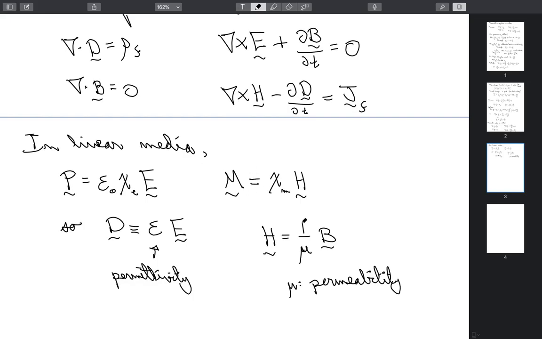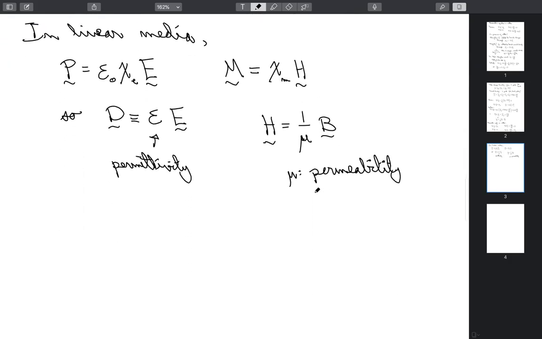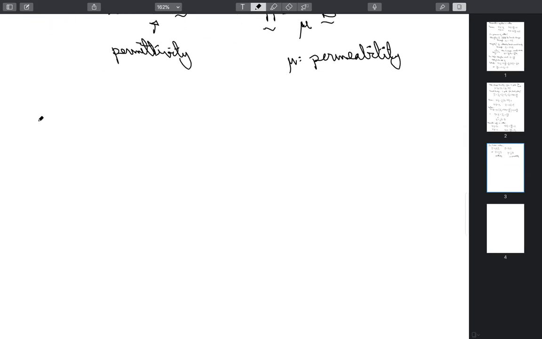But in general, the relationships between these original fields and those fields are called constitutive relations. They're in general much more complicated than these simple linear relationships. Typically, you've got some tensor relationship, because the polarization doesn't have to go in the same direction as the applied field. But to keep it simple, we just do it this way at the moment. Now, just to complete, it's important to talk about boundary conditions on these fields.